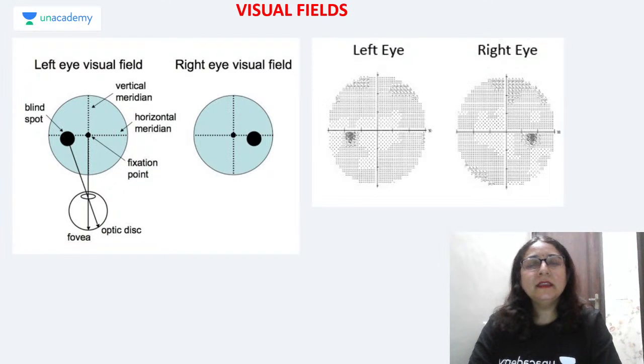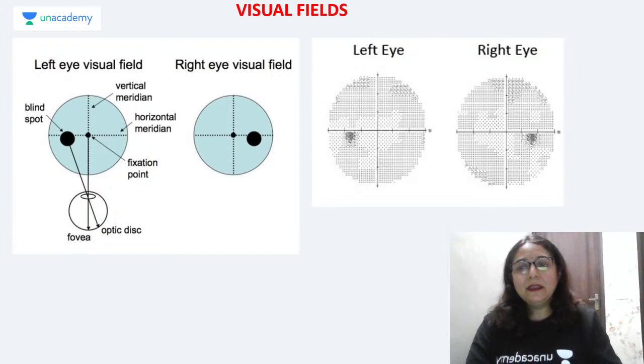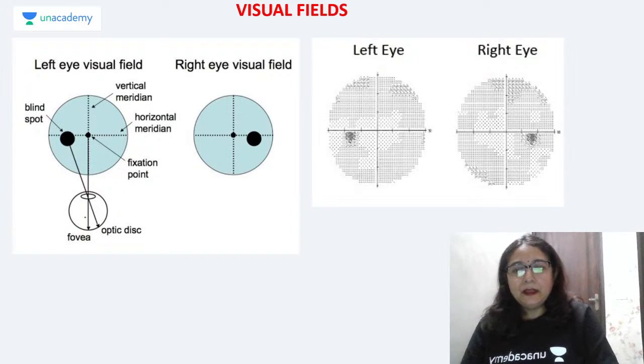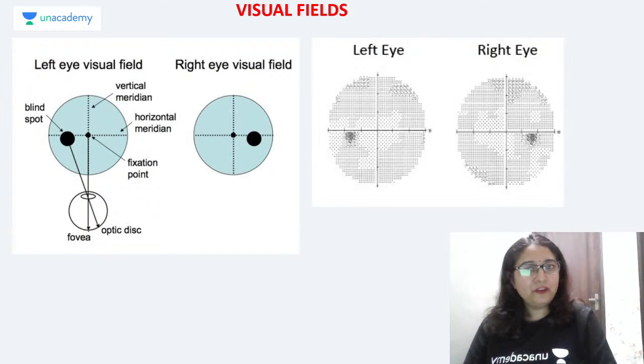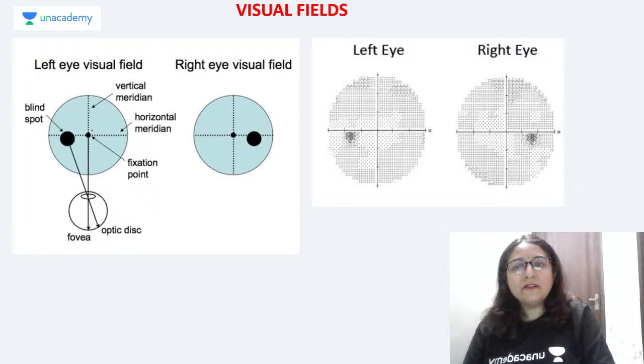Another important point to remember is that the representation of the visual field in the visual space is exactly opposite to the representation of the retina. What do I mean by this? Now in the retina, the macula or the fovea is your central fixation point. This fovea represents the central fixation point in the visual field also.